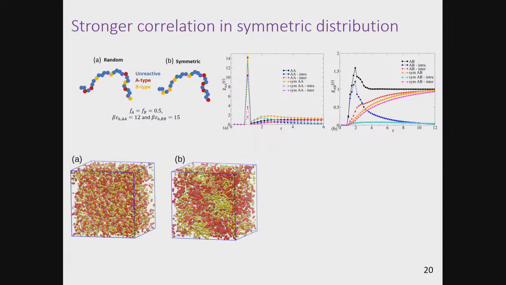You can see, okay, I have given many plots, but let's focus on AA intra, so the intramolecular, symmetric case. Let's focus on the cyan and blue curves, basically. You can see in the symmetric case, there is a secondary peak coming up because of these enhanced correlations.